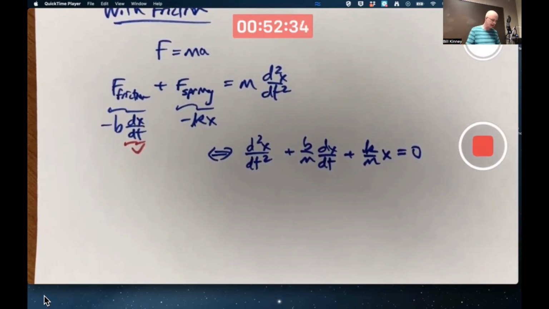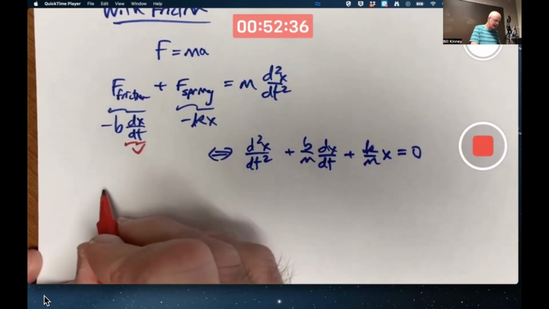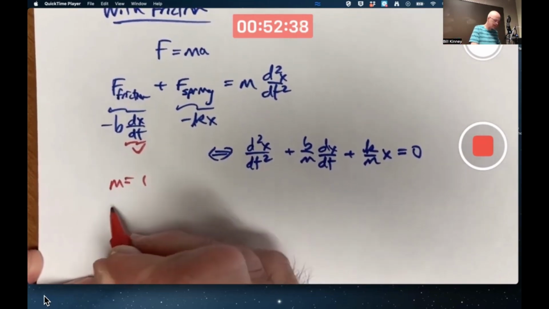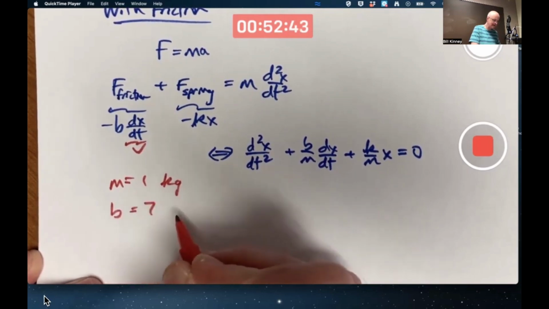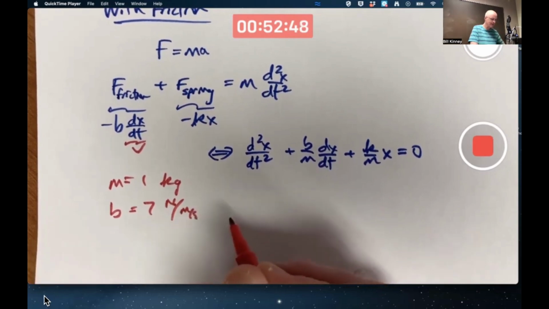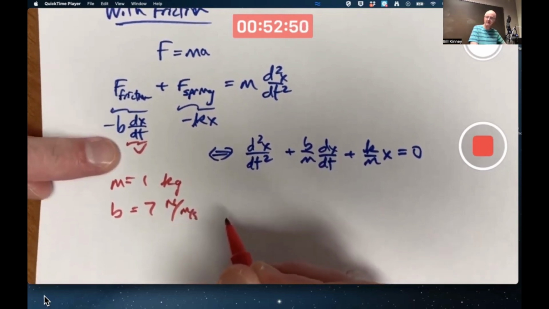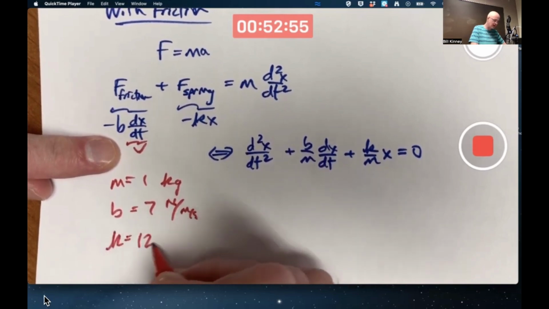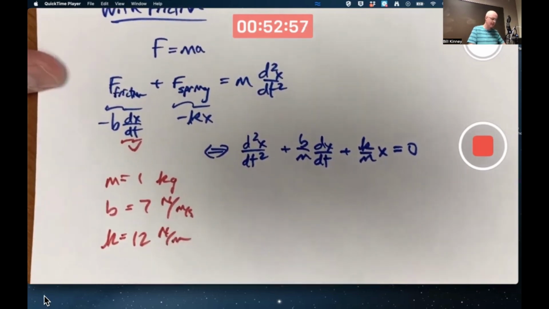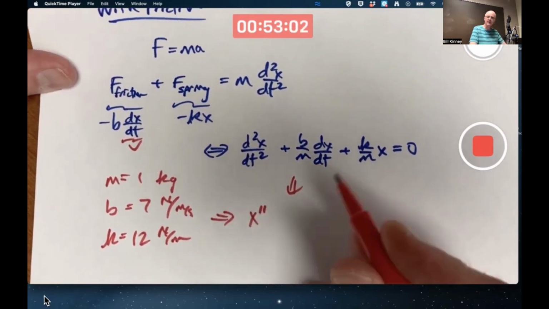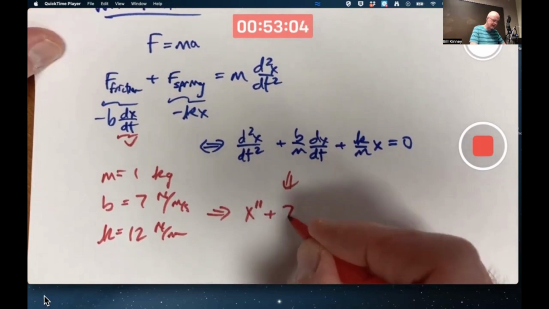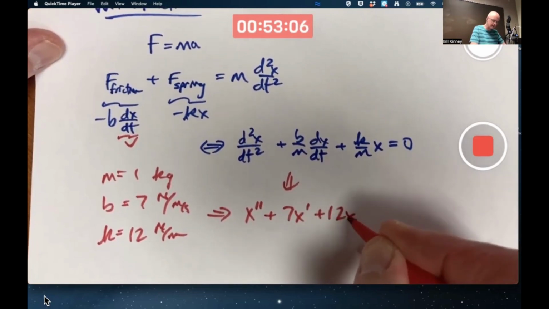Let's take a particular case with particular numbers. Let's pretend m is 1 kilogram, b is 7. Its units would be newtons per meter per second because it gets multiplied by v to get a force. And k, let's take to be 12 newtons per meter. So if we do that, I'll write prime notation to save some time here: x double prime plus 7x prime plus 12x equals 0.